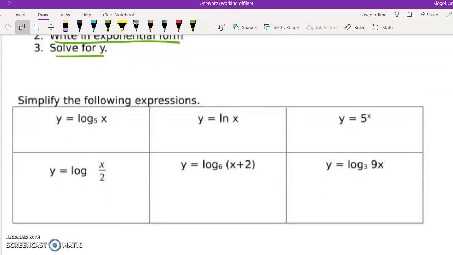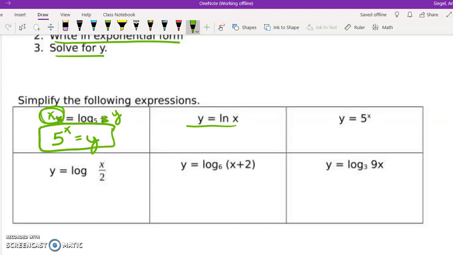Wow, I did not give you guys very much space on here, did I? Okay, so let's look at this one. First of all, I'm going to switch this. So this is going to be x, and this is going to be y. Then my next step, I'm going to flip it into exponential form. So 5 to the x power, because remember logarithms are always set equal to the exponents, equals y. And that's all you have to do there.